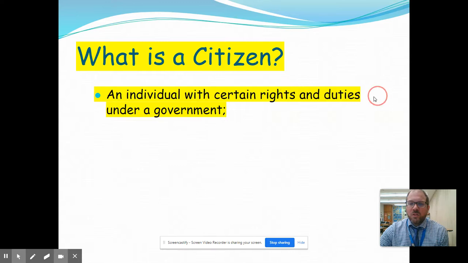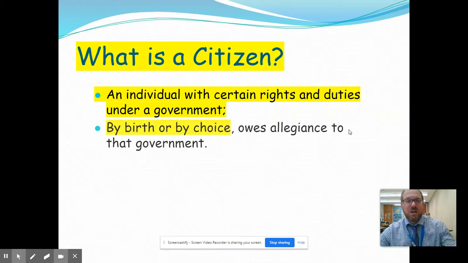The second thing are called duties. Duties include things like showing up for jury duty if you're summoned to court, paying your taxes, following the law. If we don't perform things like that, we can actually get in trouble. But if you become a citizen, you have rights and duties under the American government. So a citizen is an individual with rights and duties under a government.